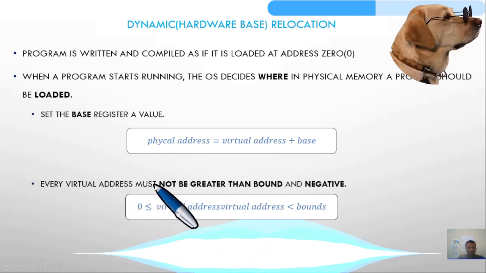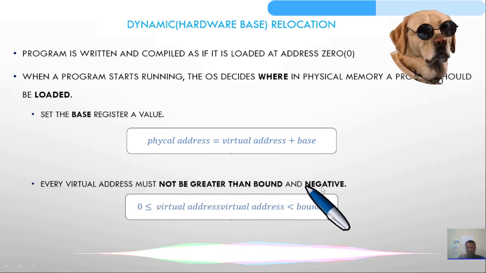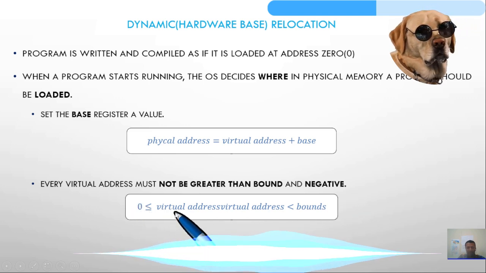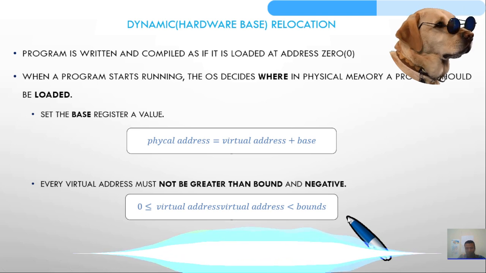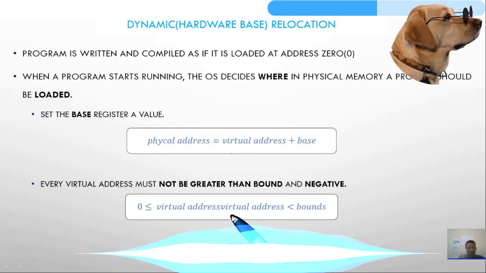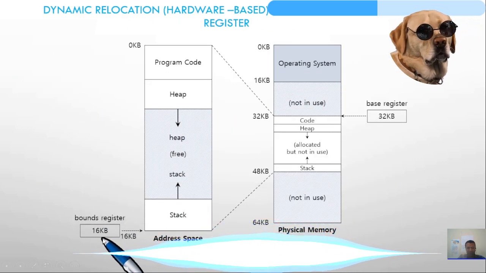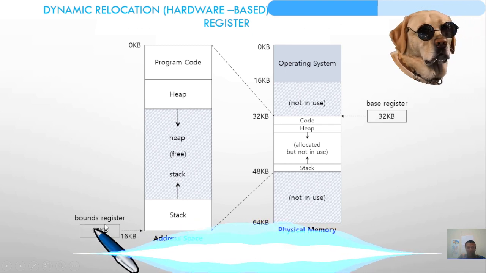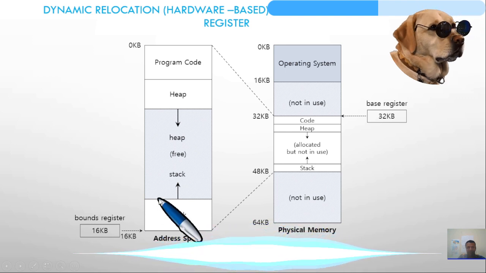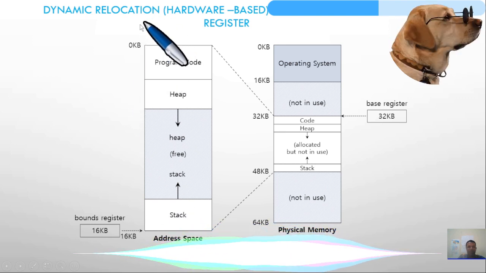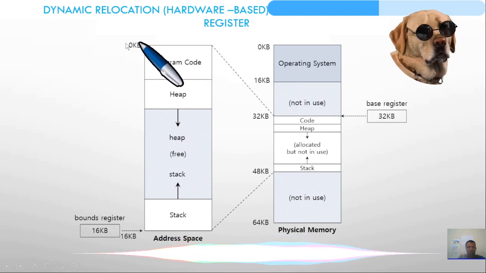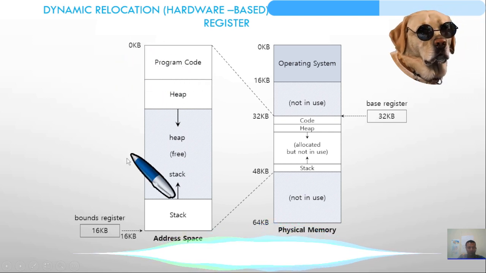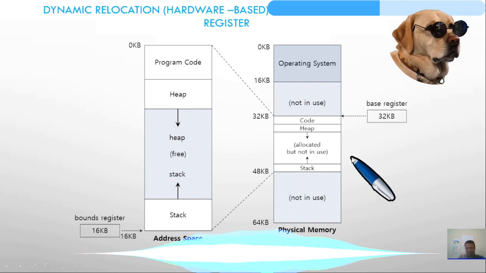Every virtual address must not be greater than the bound and not negative. Okay, so the virtual address should always be less than the bound, because as you can see here, the bound is 16 kilobytes. So you cannot have any address more than 16 kilobytes, the bound register. Again, it's not allowed to be negative because 0 is here. So the virtual memory should be from 0 kilobytes to 16 kilobytes. That is the idea.